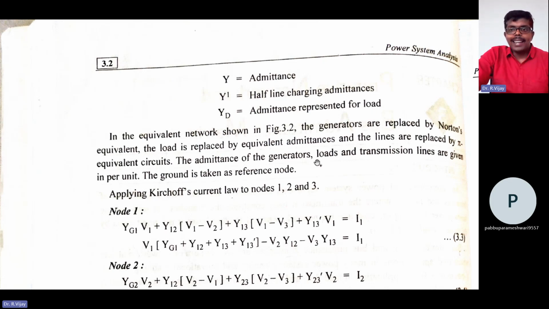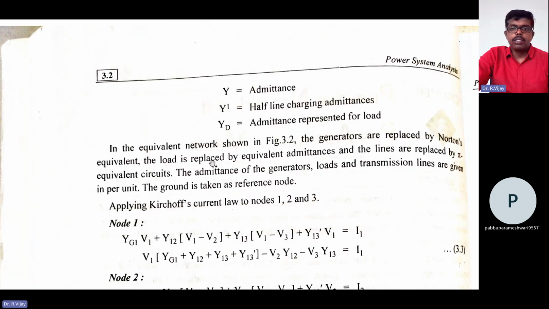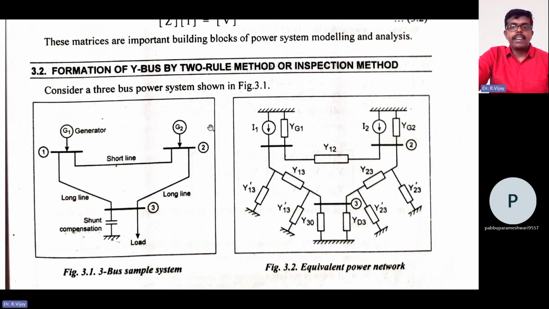The admittances of the generators, loads, and transmission lines are given in per unit. So we are converting this sample three-bus system into a Norton equivalent circuit for the generators, the load as the equivalent admittance, and the line replaced by the pi equivalent circuit. Here we are converting the generator into a current source, and the generators also have their own admittance.